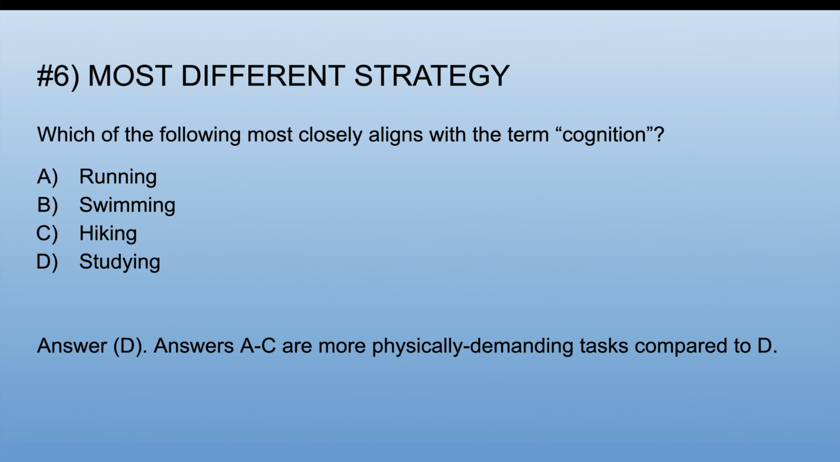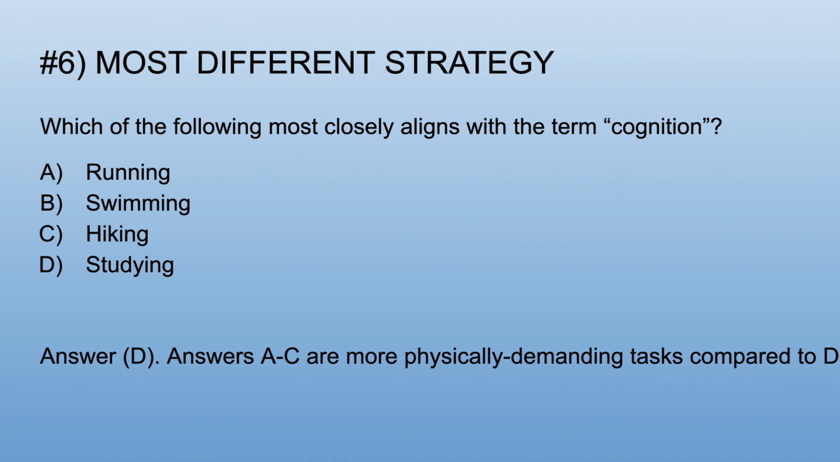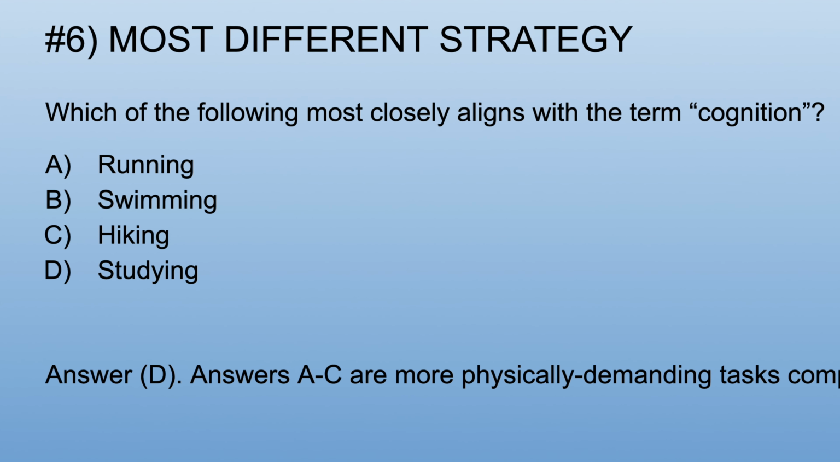Number 6, the most different strategy. So in some cases where the options are similar, choosing the answer that most differs from the others might actually be the best choice. So an example, I'll explain what I mean here. So the example says, which of the following most closely aligns with the term cognition? So it's again another asking what a term means, more or less. A, running. B, swimming. C, hiking.